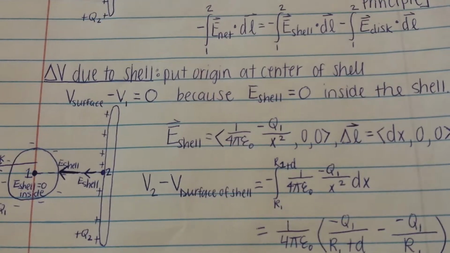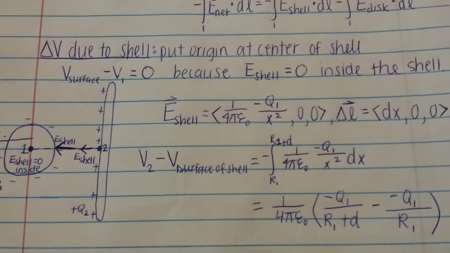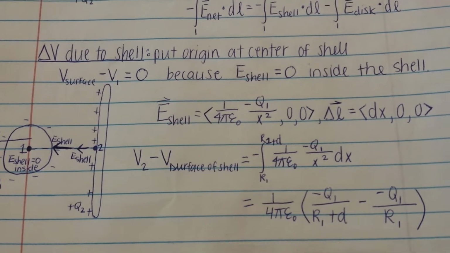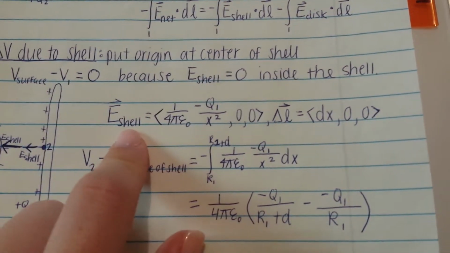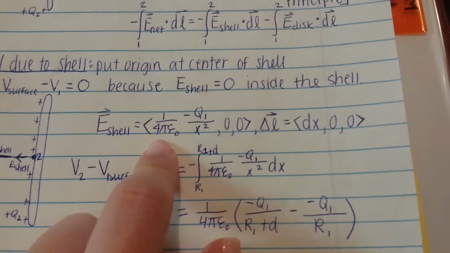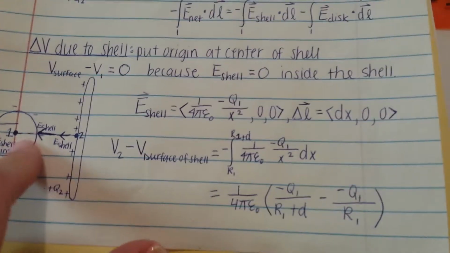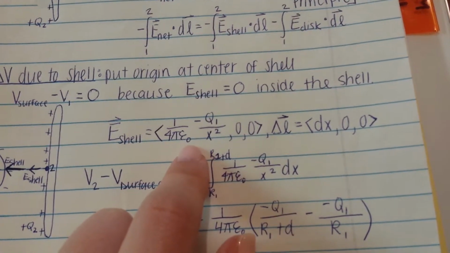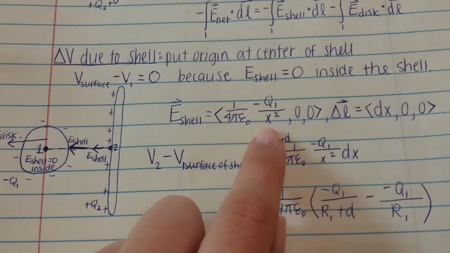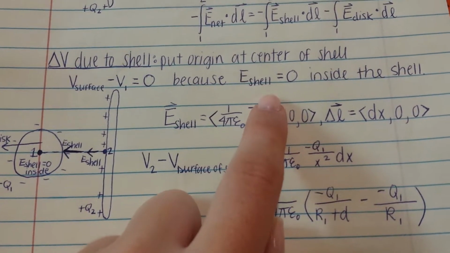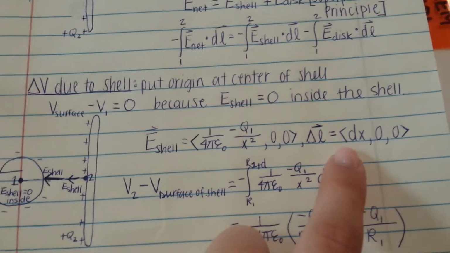So the potential difference due to the shell, since we put the origin at the center of the shell, we know that it's going to be 0 because the electric field inside the shell is 0. So we can write it like this. The electric field due to the shell is just going to be in the x direction because that's the only direction it's going along the x plane. It's 1 over 4 pi epsilon naught negative Q1 over x squared. And because we've established that the electric field for the shell is 0, it's just going to have the displacement, which is dx, 0, 0.